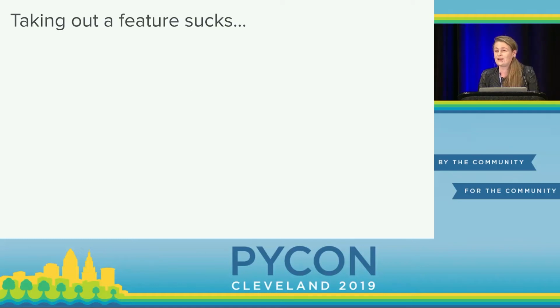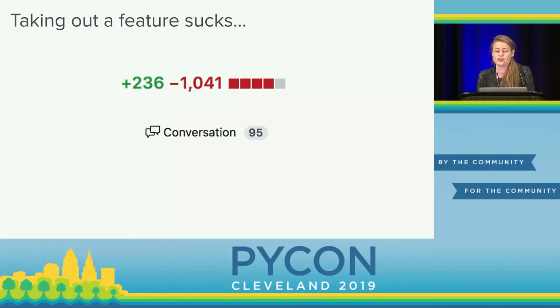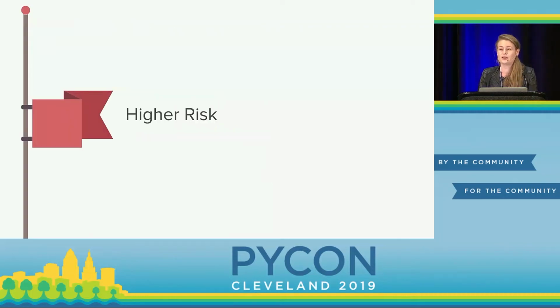Not only that, but taking out a feature kind of sucks. So this is an actual feature that I worked on. The PR just to take the feature out was over 1,000 lines of code, generated 95 plus comments on GitHub, and it lived in the code base for over 60 days. So that's kind of a mess. So we've talked about the lower risk scenario. We are not really affecting any customers with this risk. We're just kind of pissing off a bunch of engineers.